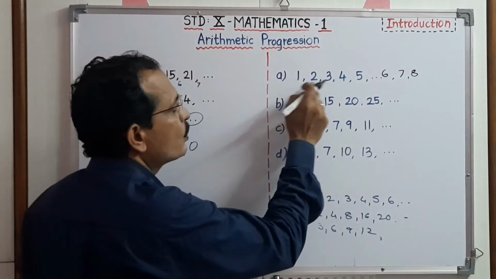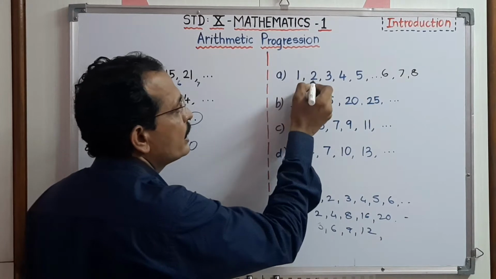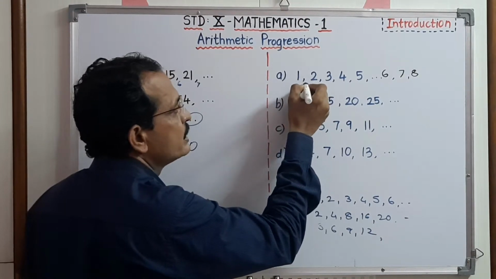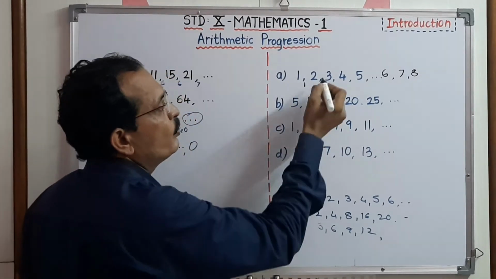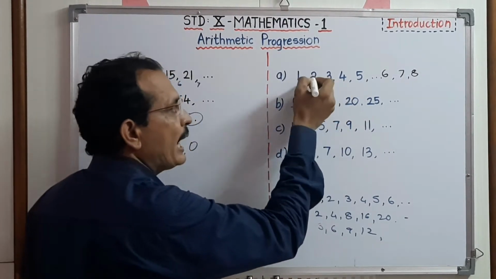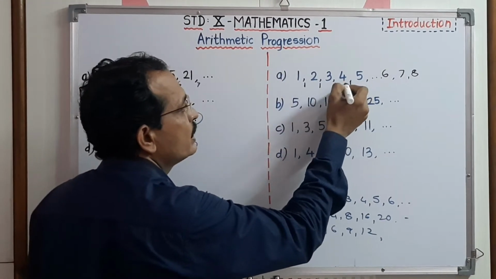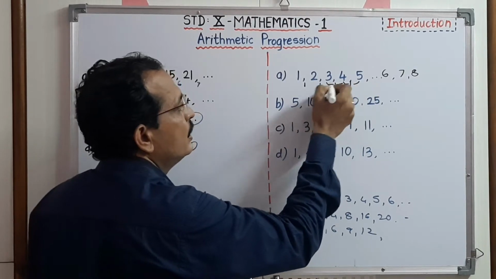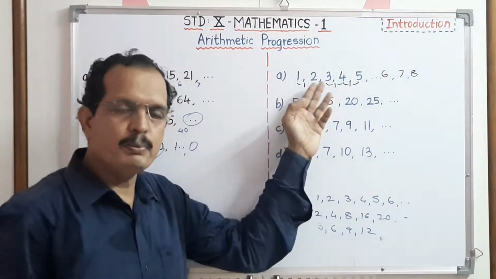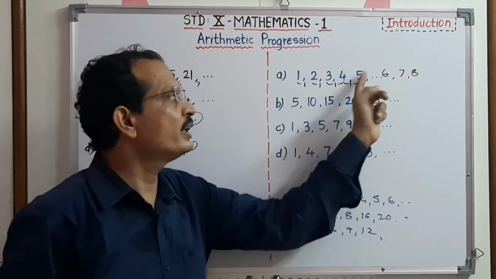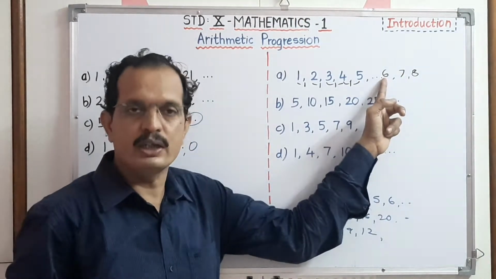Now in this case, how can we find it out? See here, after 1 there is a 2, that means for getting 2 we add 1 to the previous number. For getting this 3, we add 1 to the previous number. Here also it is 1, here also it is 1. That means one is added to the previous number to get the next number. For getting the next number, I add 1 to the 5. For getting the 7, I add 1 to the 6.